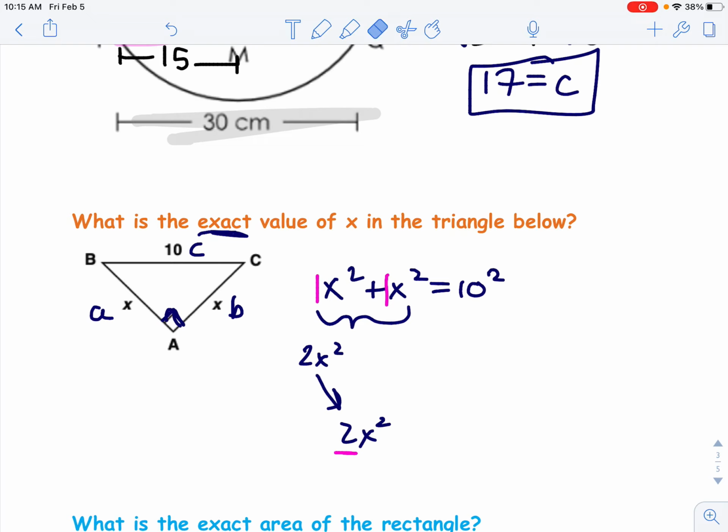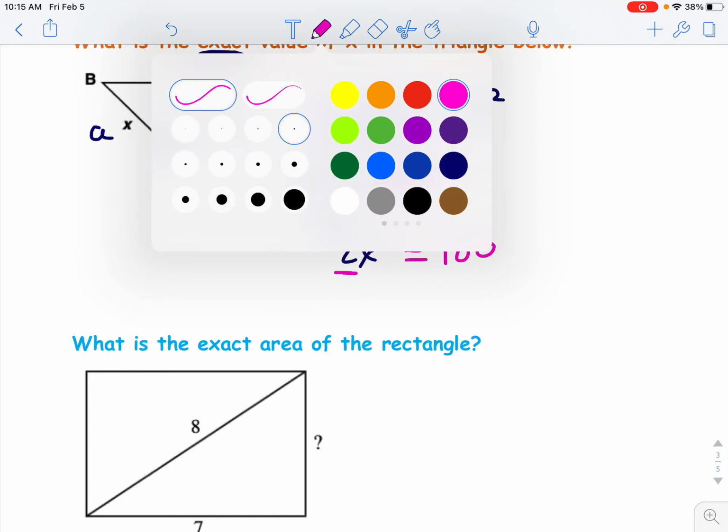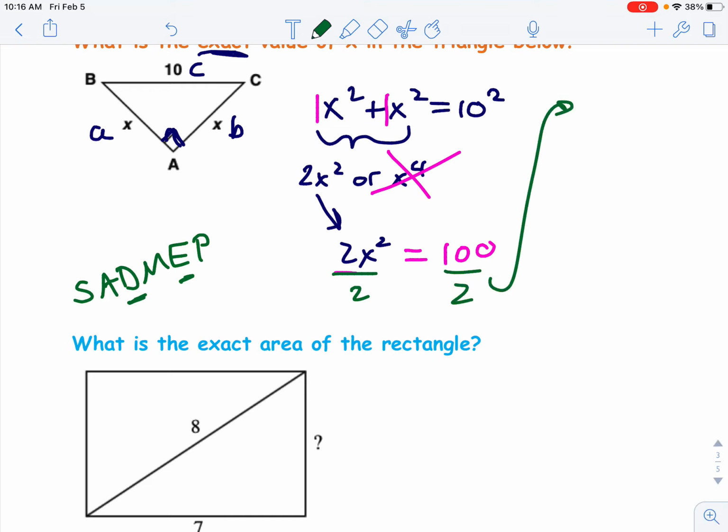You don't add the exponents together. I'm going to erase that. Actually, I won't erase that. I'm just going to cross it out. So we get 2x squared equals 100. And then continuing to move forward, do I divide by 2 or do the square root? Well, it's a reverse order of operations, SADMEP. So divide comes before exponents, so that's why I'm going to divide by 2. So we're going to have x squared equals 50.